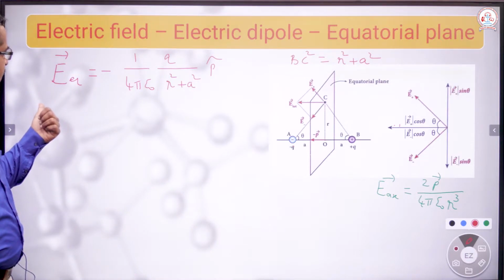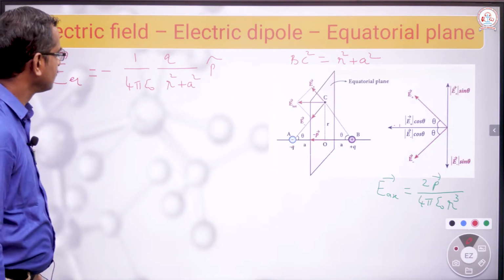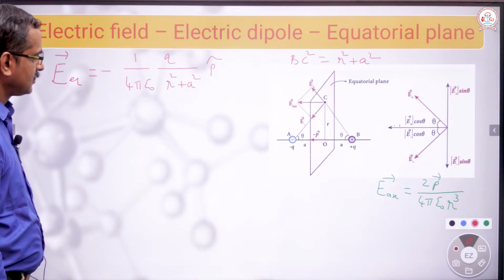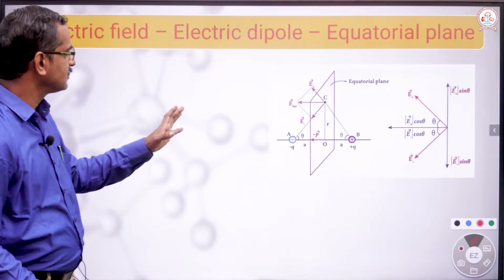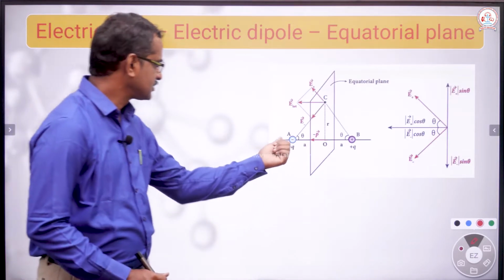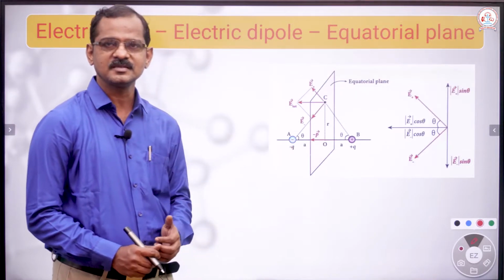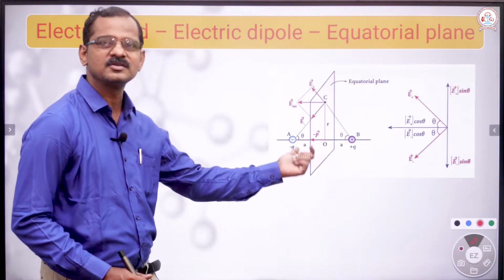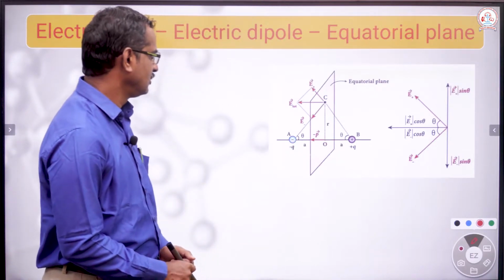This is along the equatorial line, that is minus 1 by 4 pi epsilon naught 1 by q r square plus a square P cap. So, now we are going to discuss electric field due to an electric dipole along the equatorial line. This is minus q, this is plus q. Two equal and opposite charges separated by a small distance constitute an electric dipole.